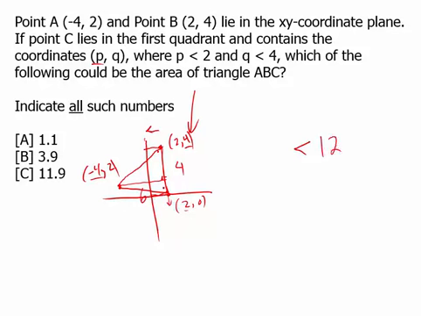So it can't quite touch 12, but if this coordinate right over here were 2.001, and this one over here were 1.9999, it would be pretty darn close to 12. Something like 11.99, whatever. But we know it could be 11.9.